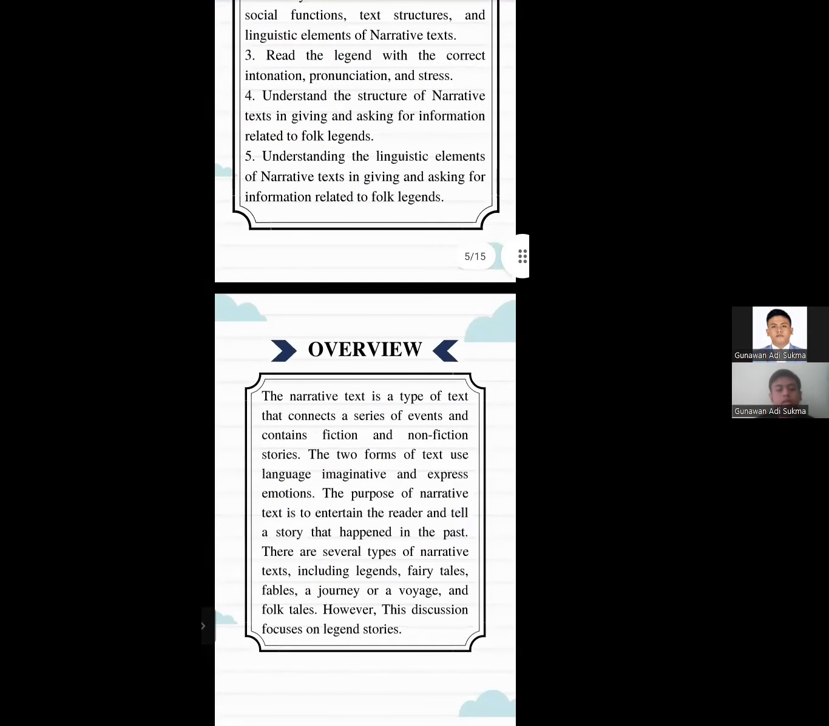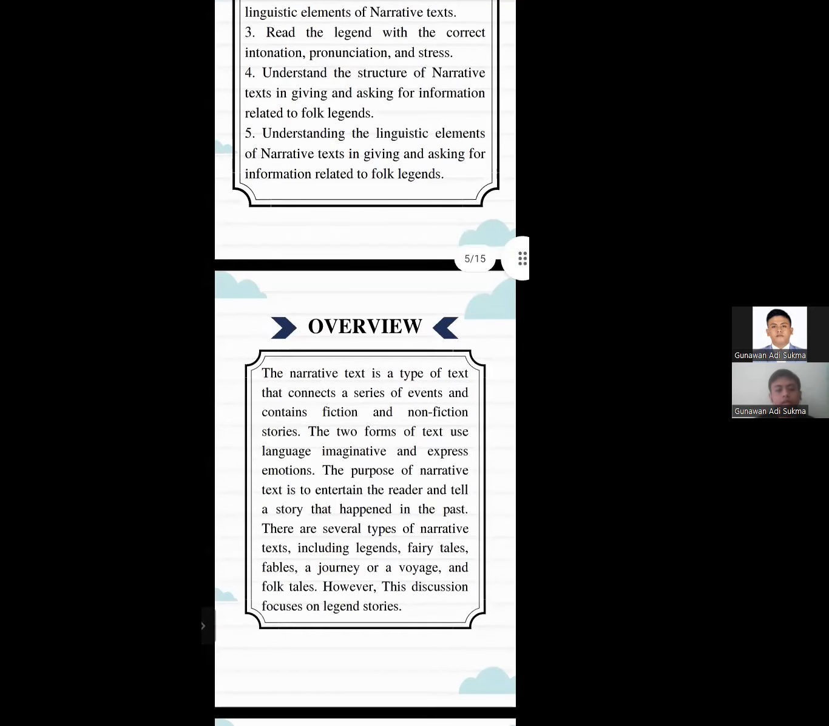Okay, next is overview. The narrative text is a type of text that connects a series of events and contains fiction and non-fiction stories. The two forms of text use imaginative language and express emotion. The purpose of narrative text is to entertain the reader and tell a story that happened in the past. There are several types of narrative text, including legends, fairy tales, fables, a journey or a voyage, and folk tales. However, this discussion focuses on the legend story.